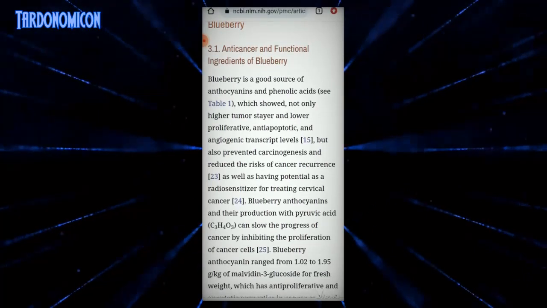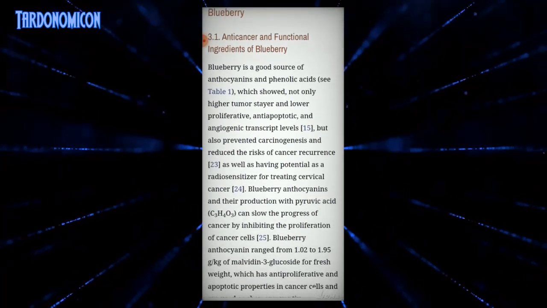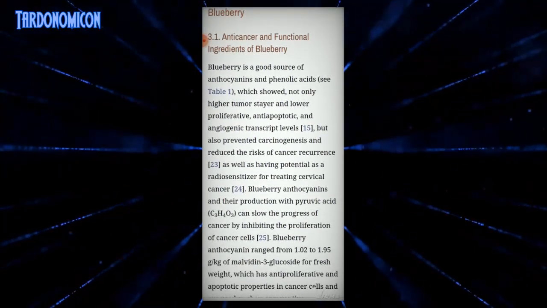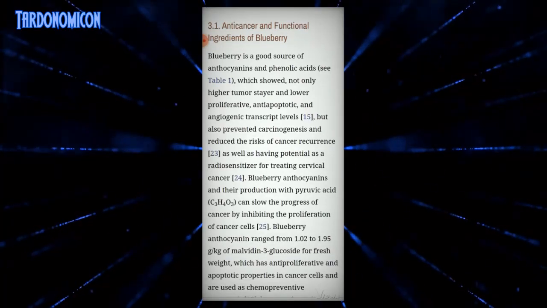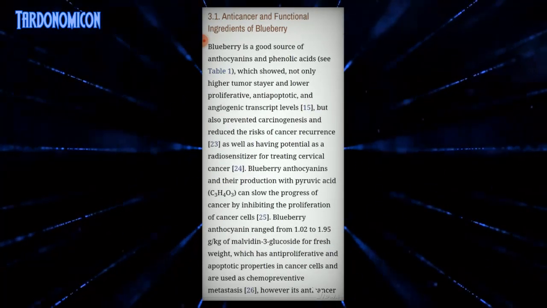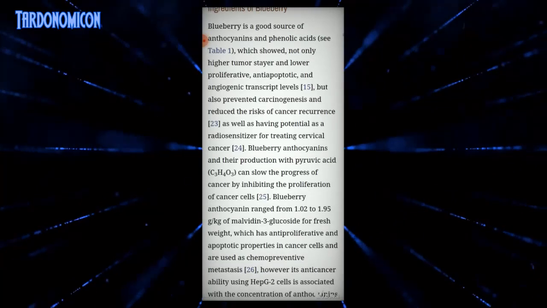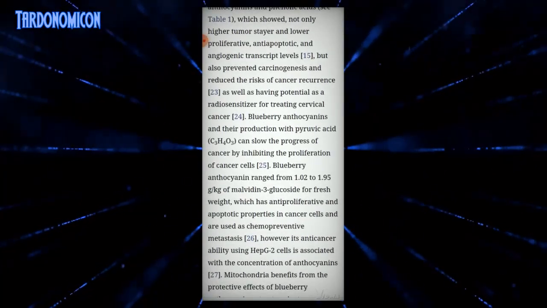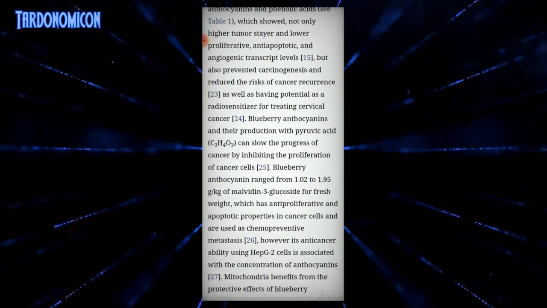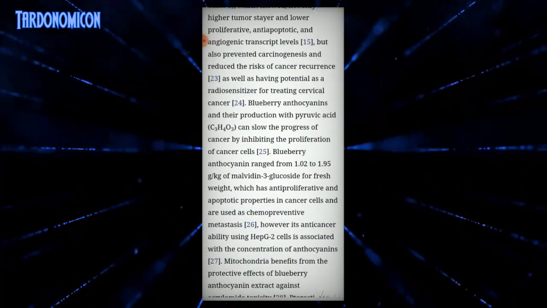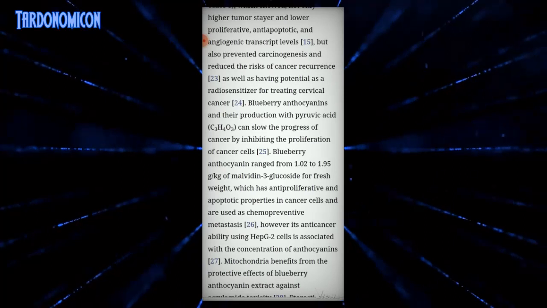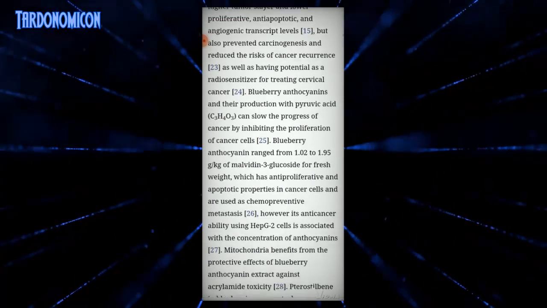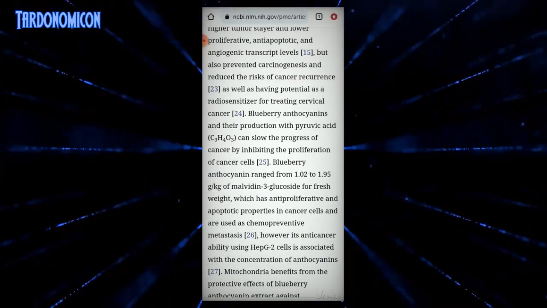and anti-apoptotic and angiogenic transcript levels, but also prevented carcinogenesis and reduced the risks of cancer recurrence, as well as having potential as a radiosensitizer for treating cervical cancer, meaning it makes the cancer more sensitive to radiation.